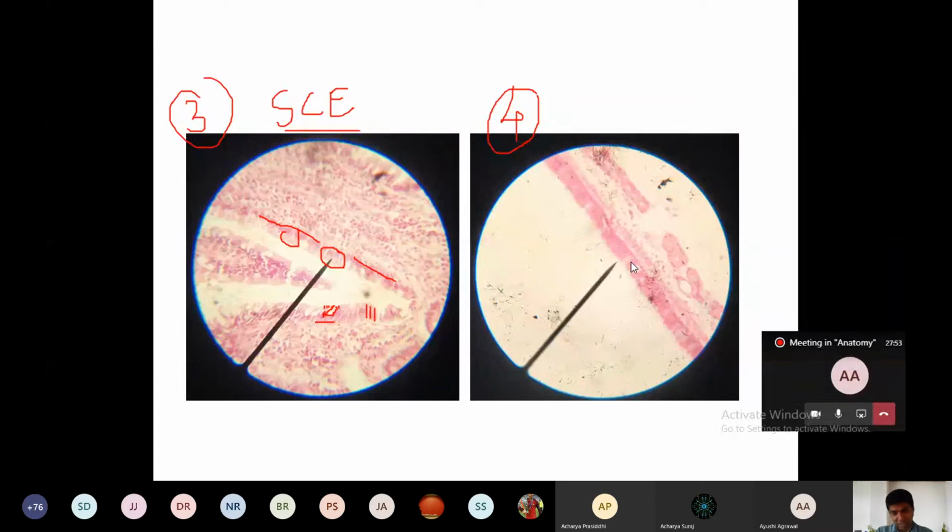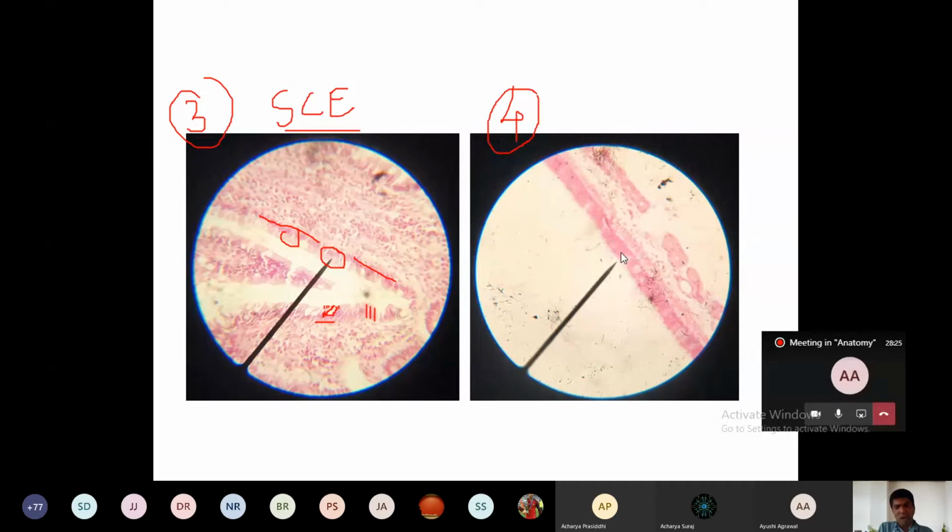Pseudo-stratified ciliated columnar epithelium. Good. This is the pseudo-stratified ciliated columnar epithelium. Now you can mute your mic. Because see here you can see the cilia. Even though nuclei are not very prominent here, difficult to find here. This is the picture taken from the pseudo-stratified ciliated columnar epithelium. But cilia are very prominent, and in between you can see goblet cells.